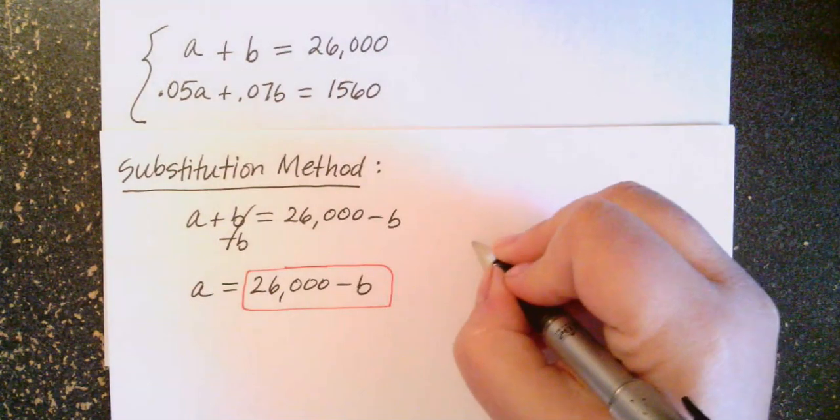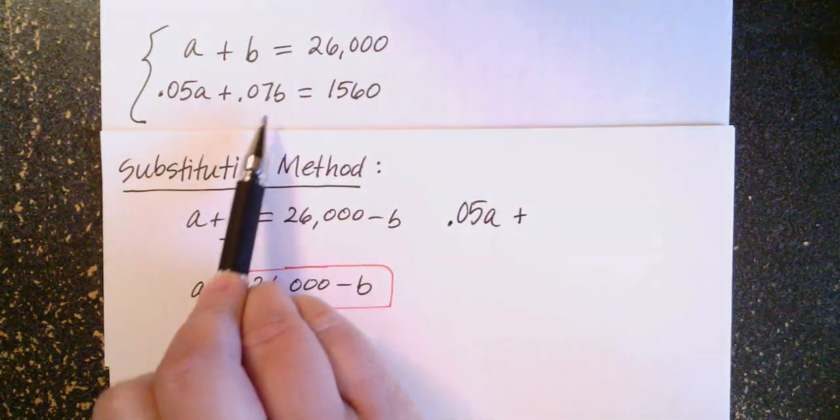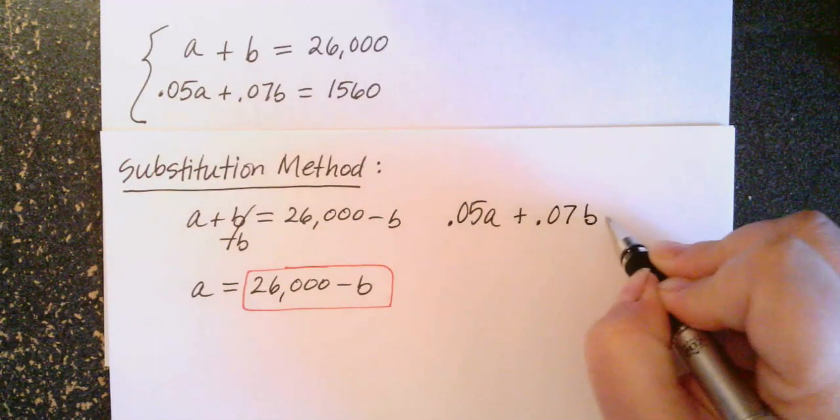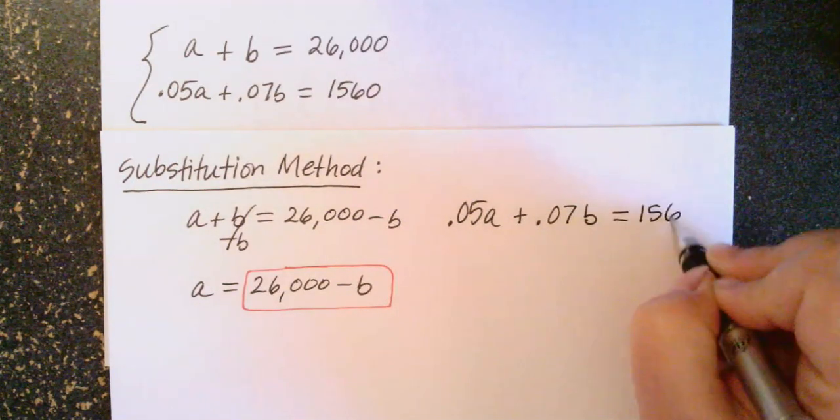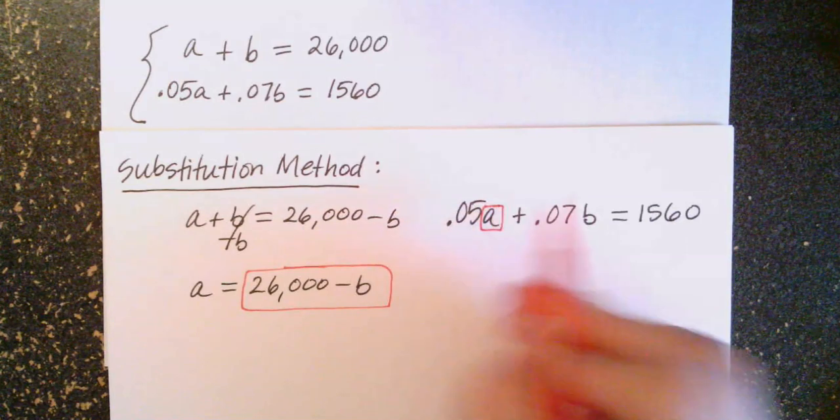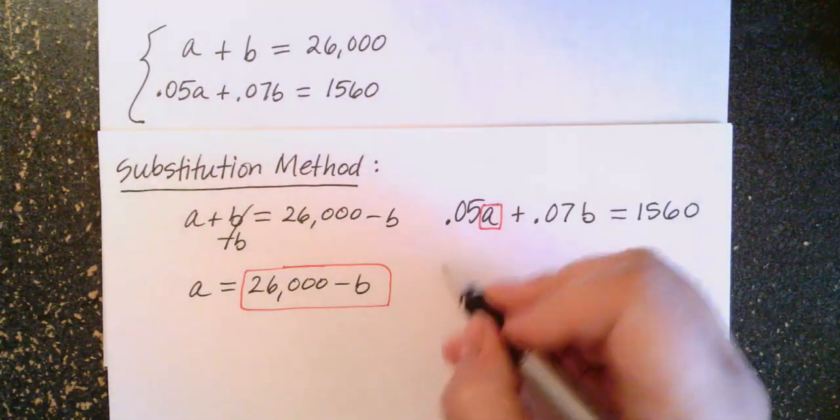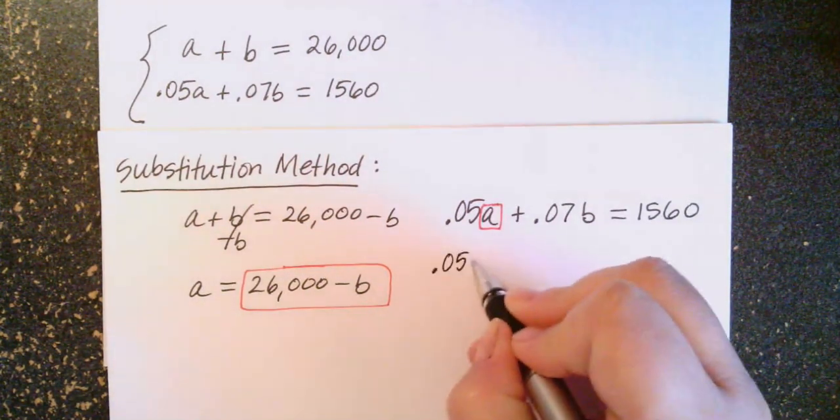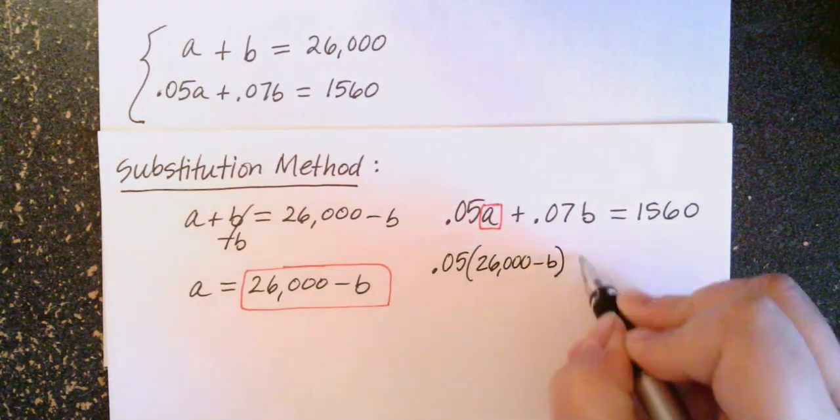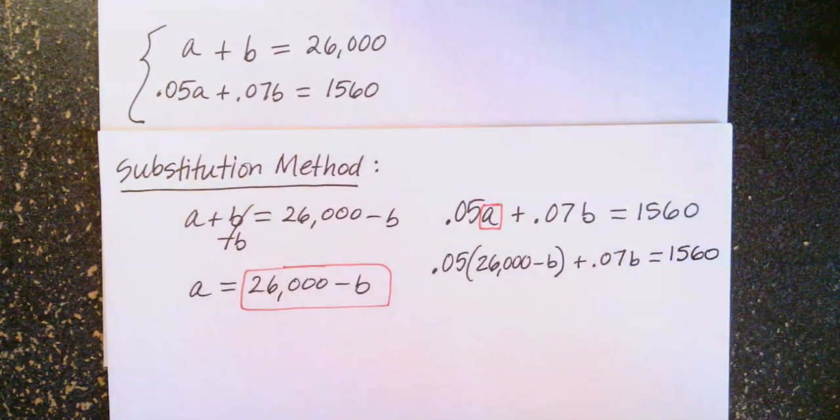So you go back to the other equation, and I'm going to go ahead and just write it here. Be careful that you don't think of this as a 6. That's a b. Sorry about that. It looks a little bit 6-like. And if all of this is equal to a, then I'm going to put it right there in place of a. And this is 0.05 times a, so it's 0.05 times all of that. So be careful that you use parentheses because you have to multiply times all of 26,000 minus b. And then I still have the 0.07b equals 1560.